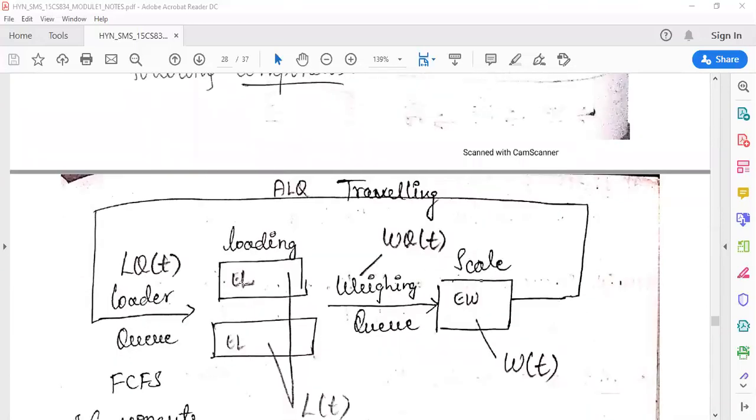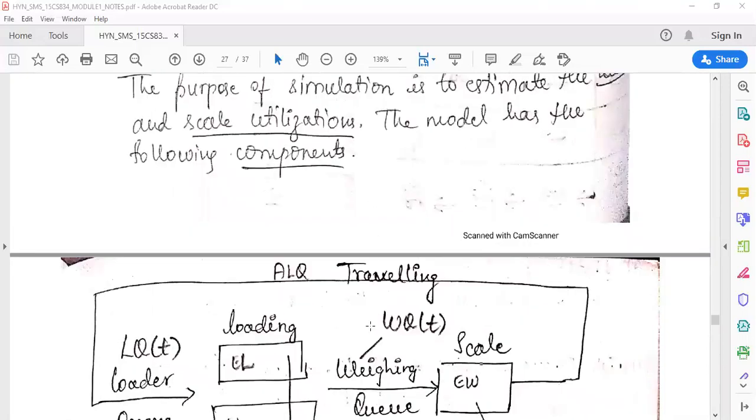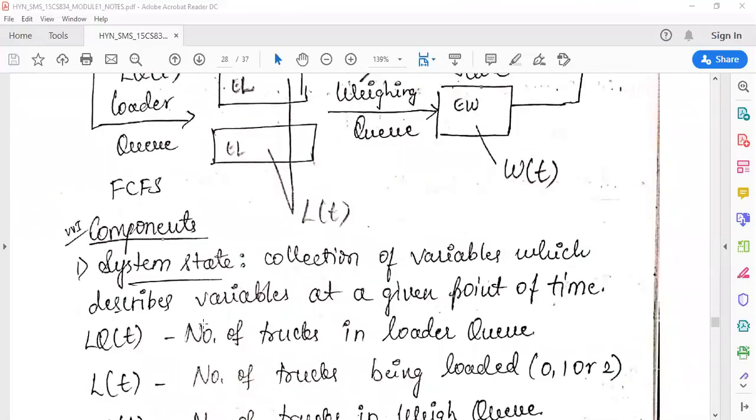Why are we doing the dump truck problem? We are doing it in order to estimate how much the loader is utilized and how much the scale is utilized. So this model has the following components. What is the first component in my dump truck problem? The first component is system state. System state means a collection of variables which describe the values at a given point of time.